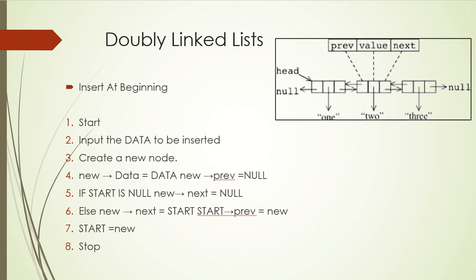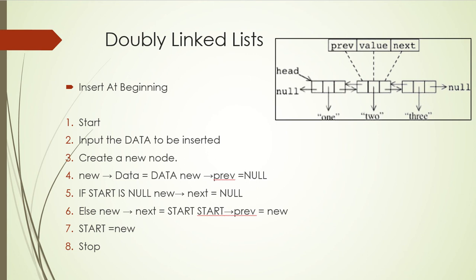So obviously the next field value of new will also be null. If that is not the case, which means there are already at least one or two nodes available in the list and you're going to add this node as the first node, in that case, what you have to do, you have to take what is the next field.